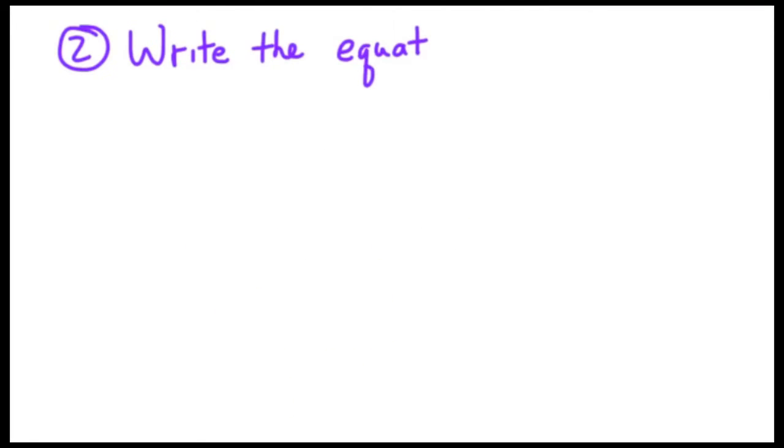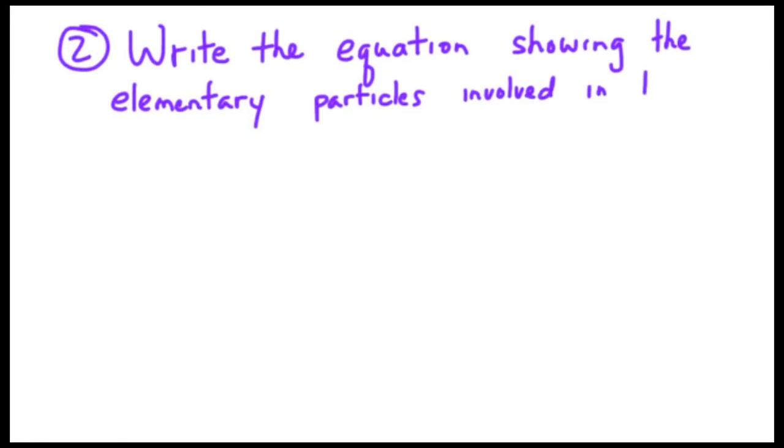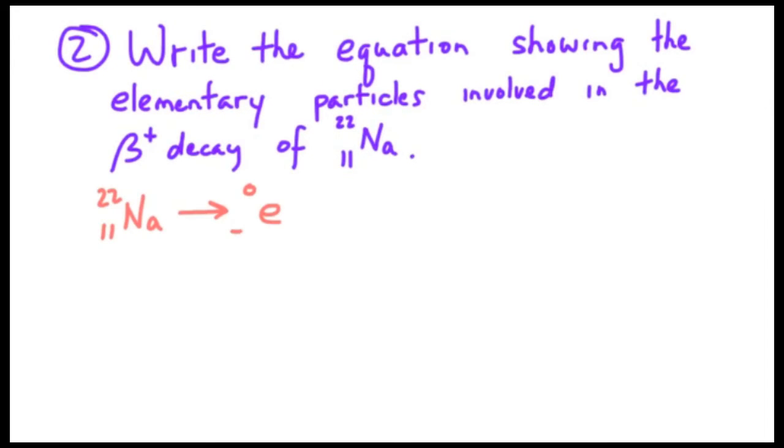Okay, we'll look at practice question number 2. Write the equation showing the elementary particles involved in the beta positive decay of sodium 22. Since it's beta positive decay, we start off with sodium 22, and we're producing a positron, so an e plus 1. And so that tells us when we balance the mass number and the charge that this must be neon, atomic number 10. And of course, in beta positive decay, what's also produced is a neutrino.